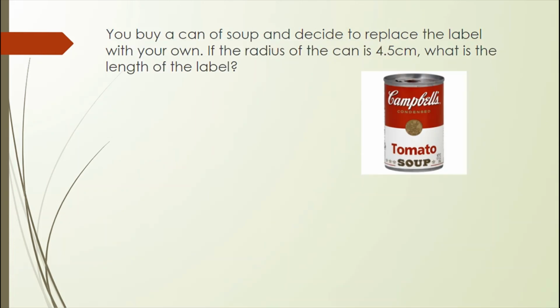Let us try another example. You buy a can of soup and decide to replace the label with your own. If the radius of the can is 4.5 centimeters, what is the length of the label? For this one, the given is still the radius, which is 4.5 centimeters. So we are going to use the formula C equals 2 pi r. C equals 2 times 3.14 times 4.5 centimeters. Then we got the answer of 28.26 centimeters. So the length of our label is 28.26 centimeters.